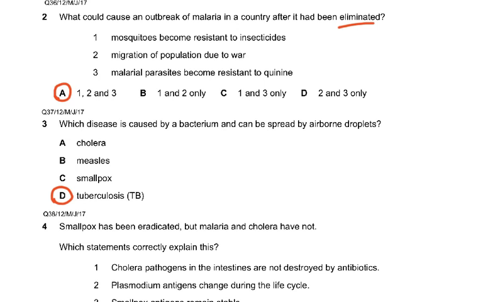Now all the three apply. Because if it had been finished, then now again some other people from some other places have come here and brought the plasmodium in their blood. And then the mosquitoes are also abundant. And the quinine is not working on the malarial parasite. And people are suffering from more malaria. So it was 1, 2, and 3.